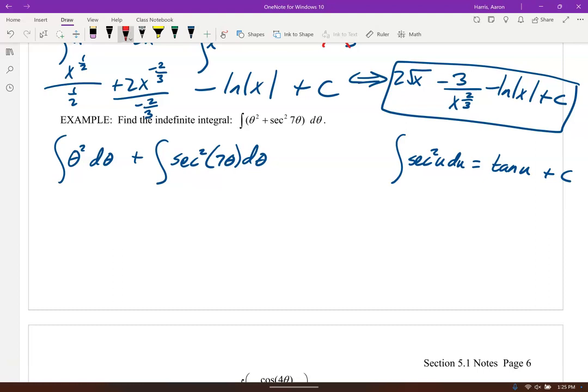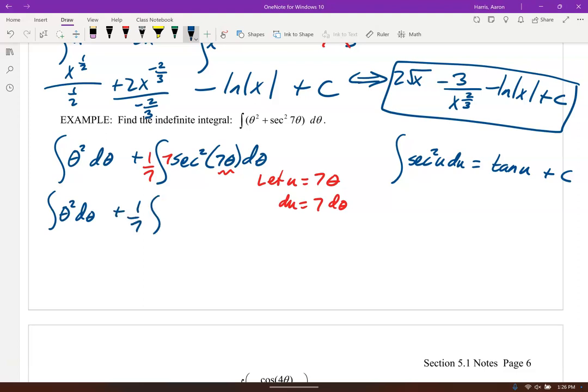So I'm going to have to let my u be that 7 theta. So my du is 7 d theta. Put a 7 in, offset it with a 1/7. So you've got the integral of theta squared, I'll just use the power rule there, plus 1/7 the integral of secant squared of u, and here's my du. Right?